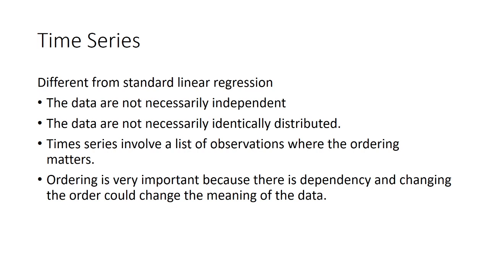It's different from standard linear regression because the data are not necessarily independent and they're not identically distributed. And that involves a list of observations where the ordering matters. Order is very important because there's dependency, and changing the order could change the meaning of the data. Now, we don't have all the assumptions that we have with our linear regression, but it's helpful for us to build a model based on that.